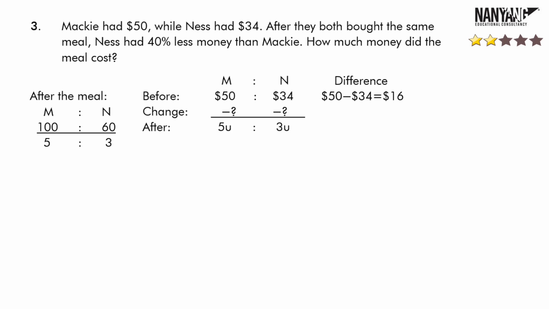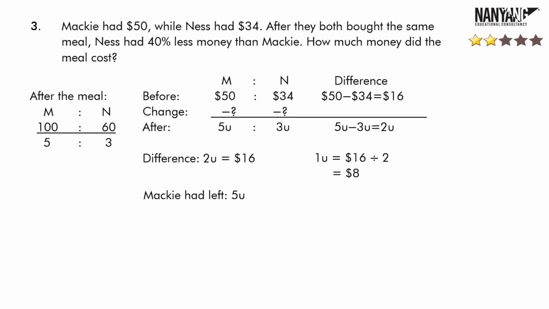Now our difference will be, on the before row, $16. And on the after row, 2 units. Since they bought the same meal, the difference will stay the same. So we can compare this. 2 units equals to $16. As such, 1 unit is equals to $16 divided by 2, $8.